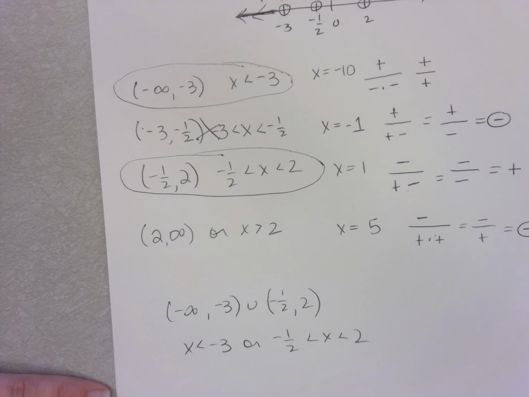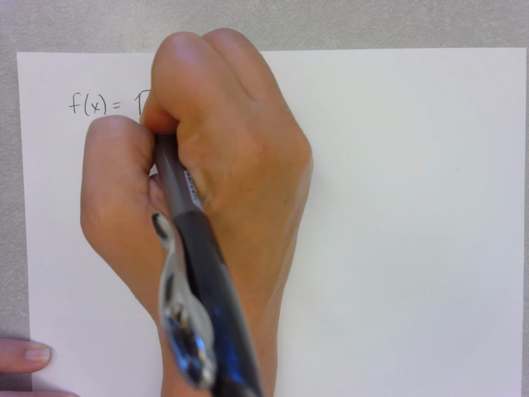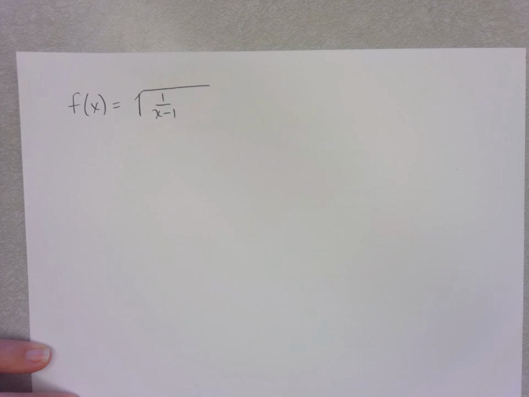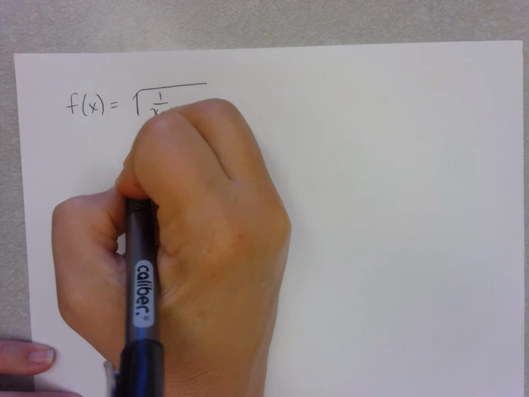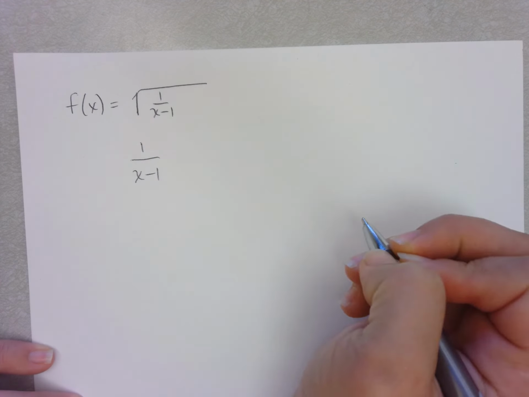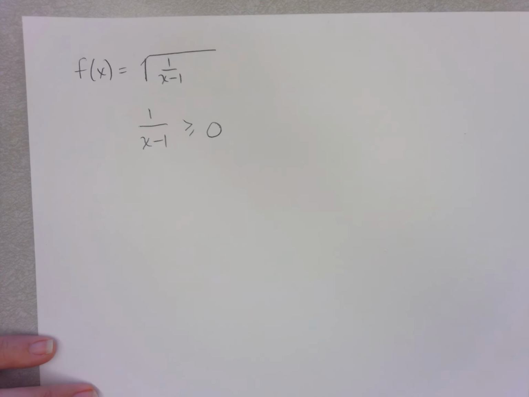So an application of this type of inequality is domain restrictions. So what if I had f of x equals the square root of 1 over x minus 1? So what would I need to do? Well, first of all, I know that this needs to be positive. So the first thing that I do is set this thing greater than or equal to 0. And boom, I have an application of my rational inequalities.